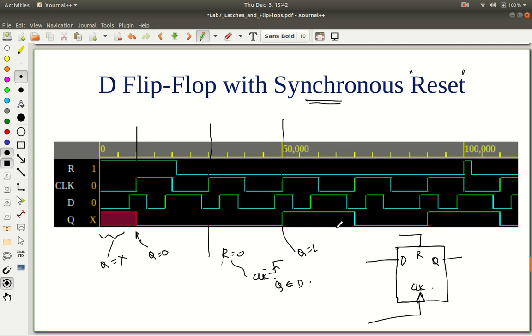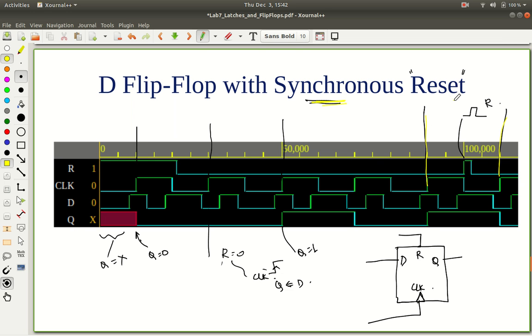So notice that at this point here there is another pulse on the reset input. However, this pulse does not coincide with the rising edge. So a rising edge occurs here and here, but this pulse occurs somewhere in between. So it has no effect because this is a synchronous reset.